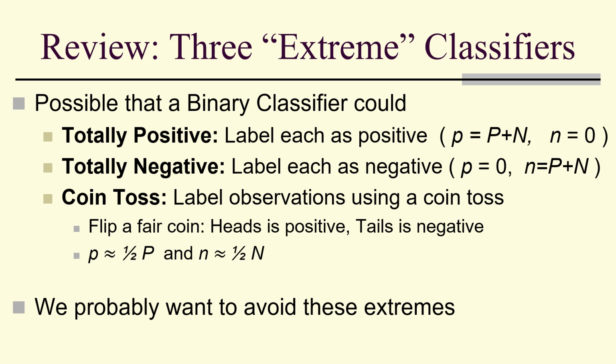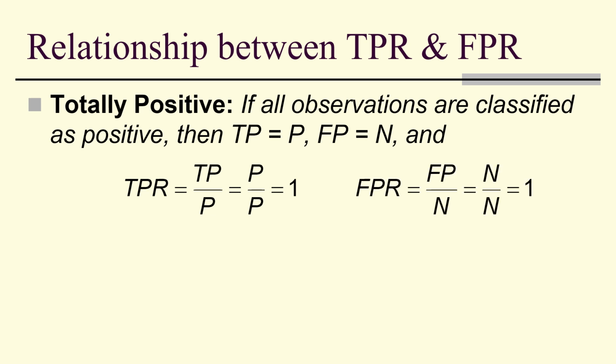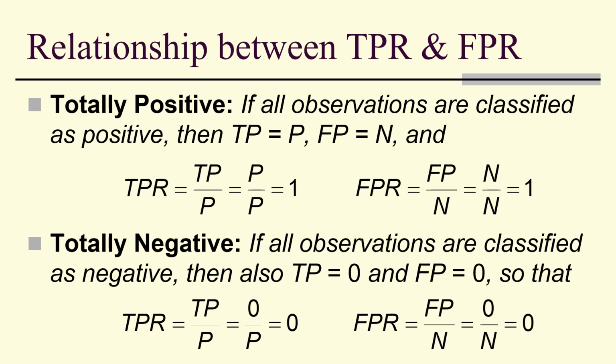Now we'd like to avoid these extremes. These aren't good classifiers. These are edge cases that completely ignore what's in the data itself. So let's look at the true positive rate and false positive rate. Well, if we have a totally positive classifier, then the true positives and false positives are equal to the positives and negatives, and therefore the true positive rate is 1 and the false positive rate is 1. If it's totally negative, then true positives and false positives are both 0, so the true positive rate is 0 and the false positive rate is 0.